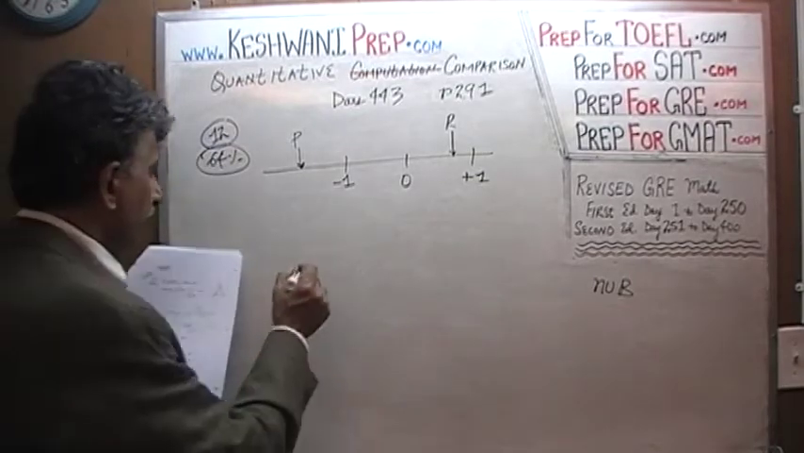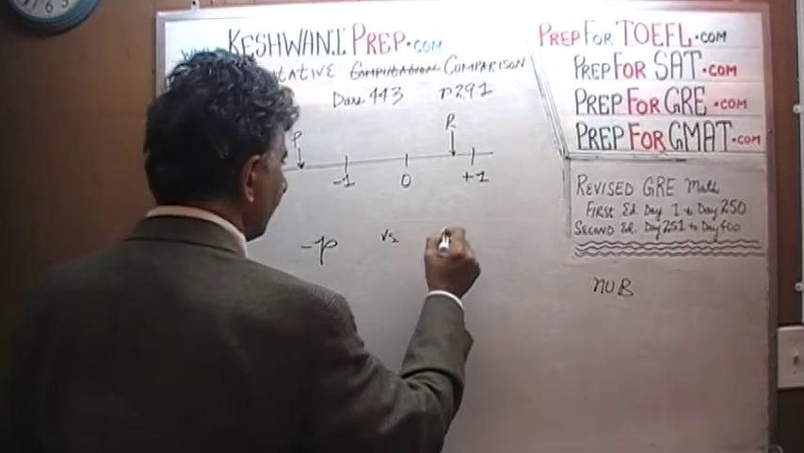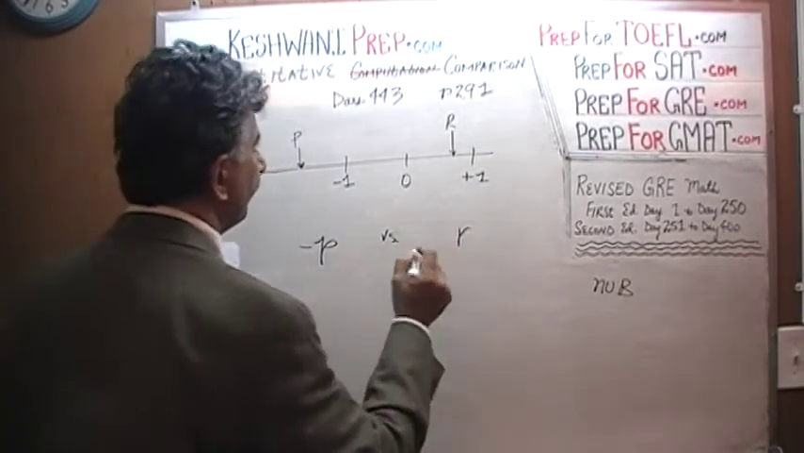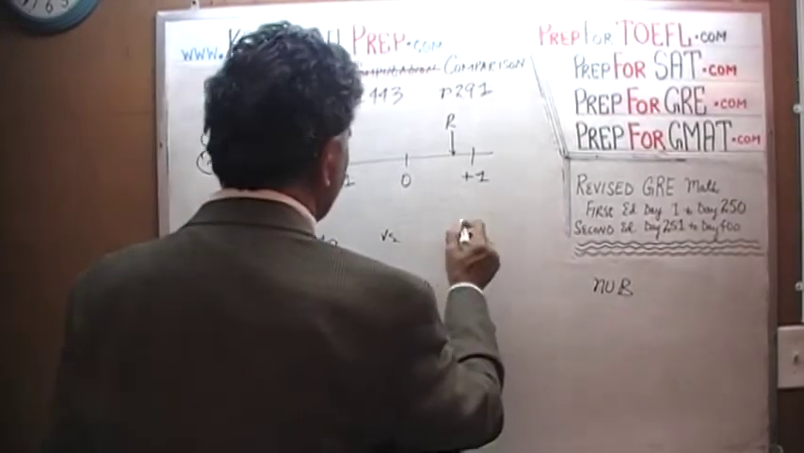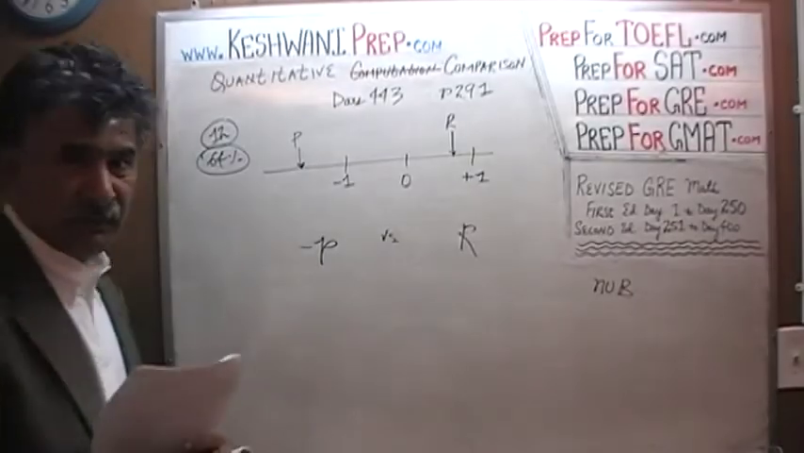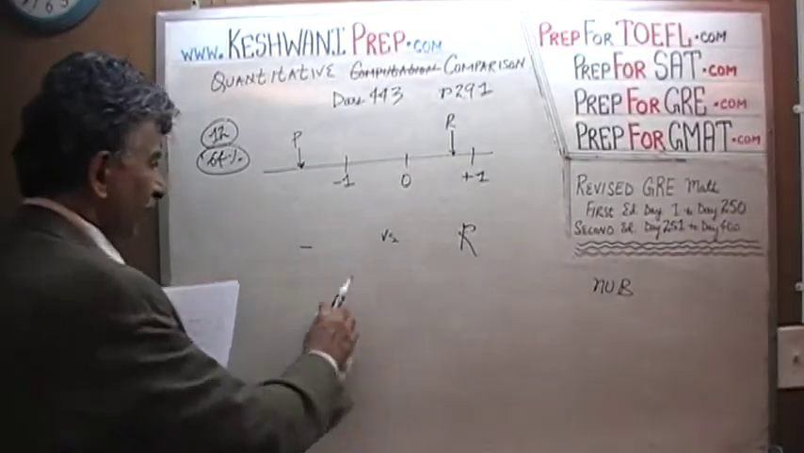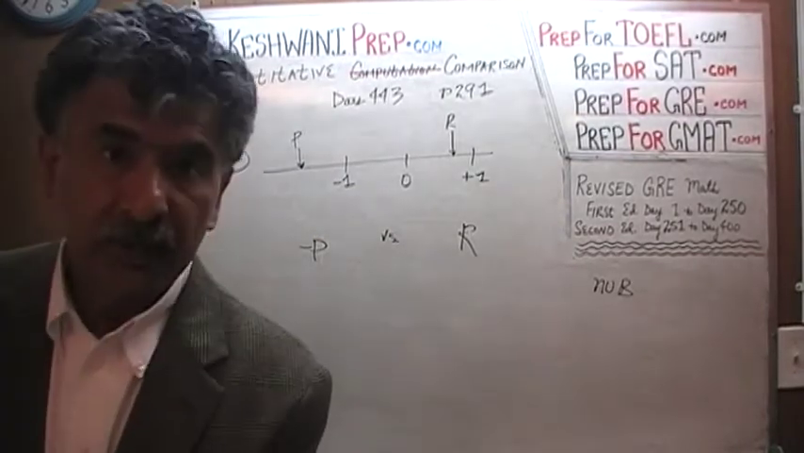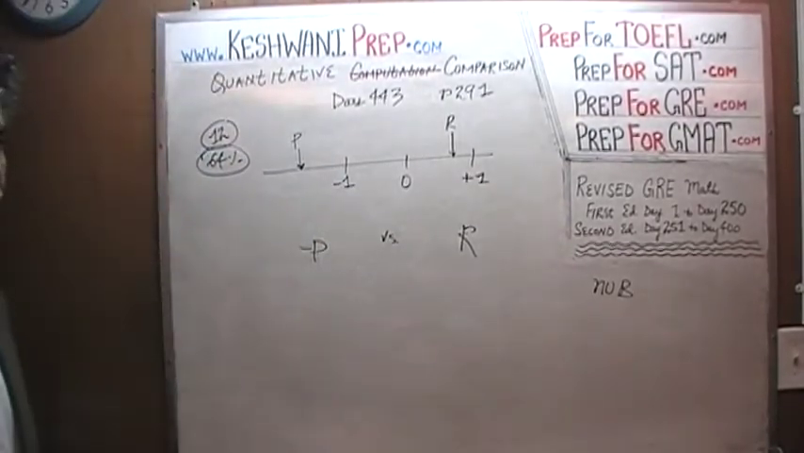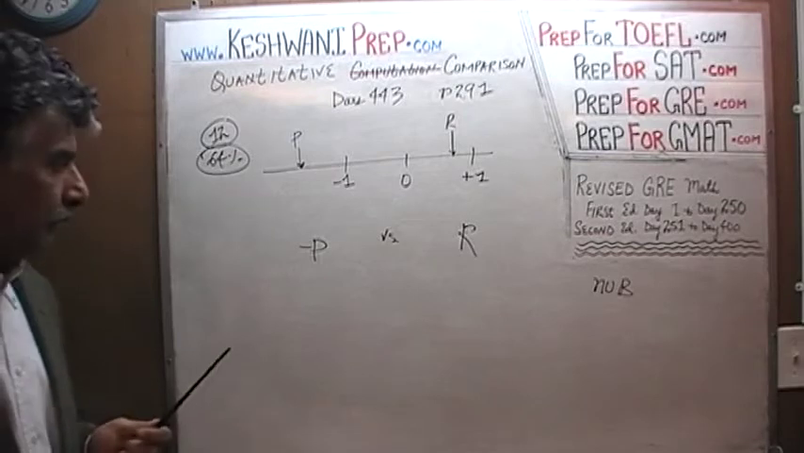And what they want us to compare is negative P versus R. Sometimes my letters are capital letters, sometimes they are small letters. Don't worry about it. It really doesn't matter. Negative P versus R. I want you to pause the video and do the problem yourself, okay? I'll give you 5 seconds. Okay, here we go.